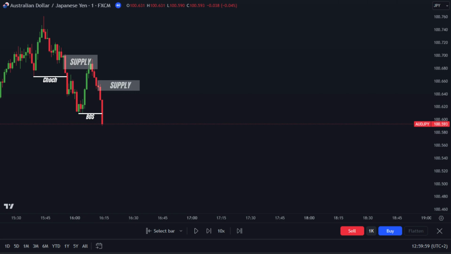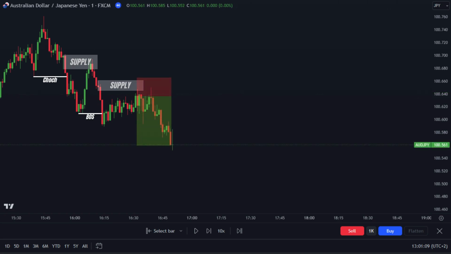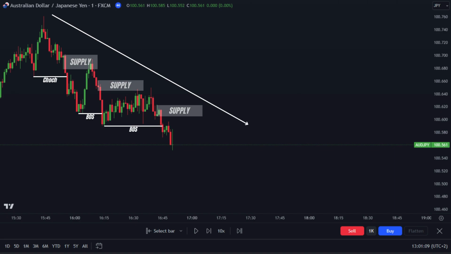We identify yet another supply zone and wait for a retest. Price taps our supply zone, providing another solid entry setup to sell, resulting in a successful trade yet again. Price breaking below this low unveils another supply zone. However, it's important to note a key principle: the further the downtrend progresses, the less reliable our supply zones become.